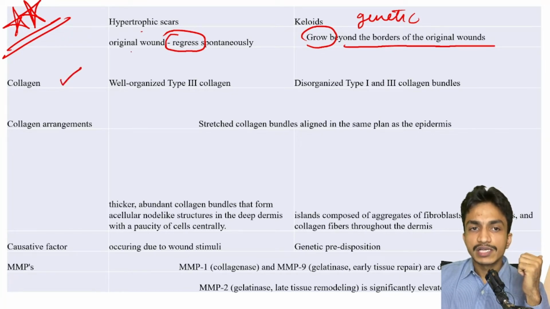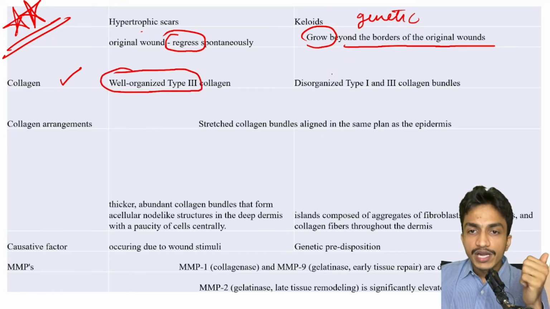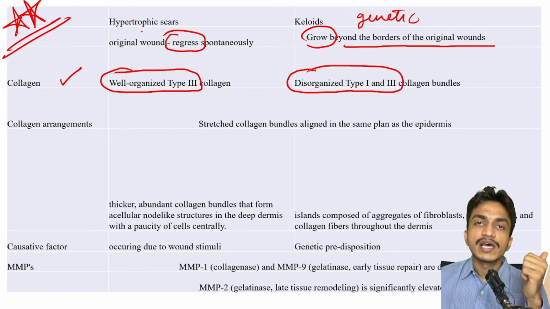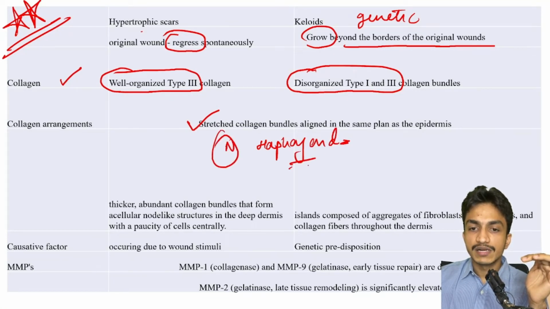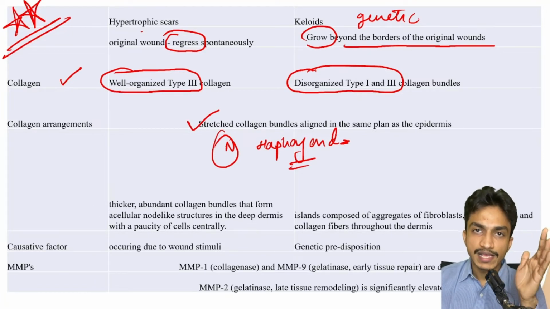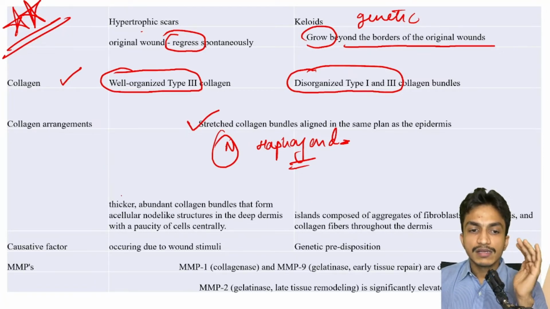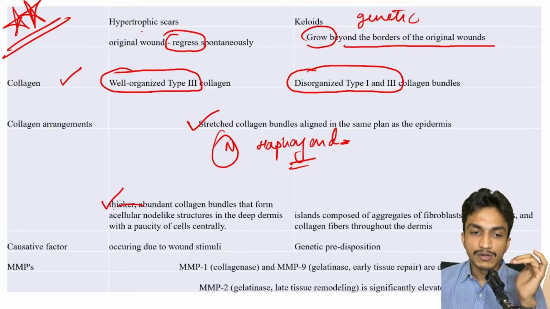Then coming to the type of collagen, hypertrophic scar will have well organized type 3 collagen. Keloids will have disorganized type 1 and 3 collagen bundles, and in both the collagen bundles are aligned in the same plane as the epidermis, whereas in a normal wound they are arranged in a haphazard way. So that is an important thing to remember. Then in hypertrophic scarring, there will be thicker abundant collagen bundles, with acellular nodule-like structures. In keloids it will be aggregates of fibroblasts and collagen fibers throughout the dermis.